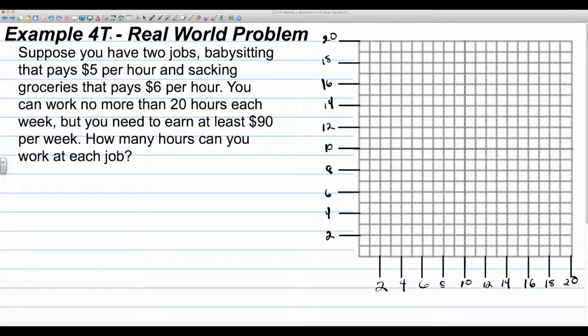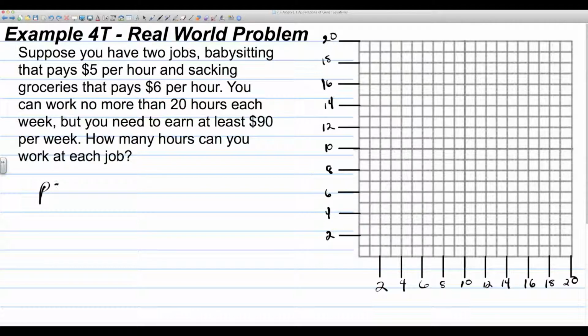Example 4T. Here we have some real world problem solving. Suppose you have 2 jobs, babysitting that pays $5 per hour and sacking groceries that pays $6 per hour. You can work no more than 20 hours each week, but you need to earn at least $90 per week. How many hours can you work each job? Now what we have here is a part plus part is equal to whole relationship. And that part plus part equal whole relationship comes into play twice here. And I'm going to show you that.